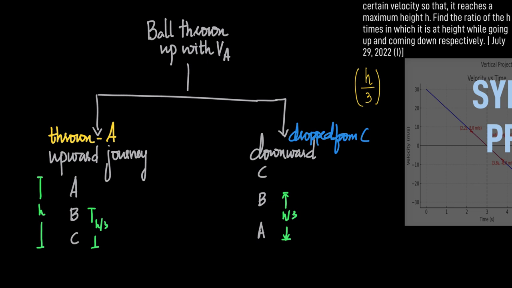And the second half of the motion would be considered to be one such that it is dropped from C, moving downwards, covering the points C, B, and A in order, where B is at a height h by 3 from the ground. Thrown up with A, B, and C, where actually I should have written it's A, B, and C, like this. Sorry. Okay.